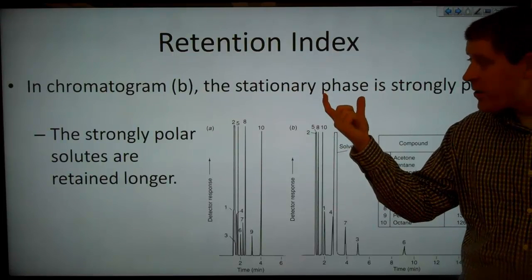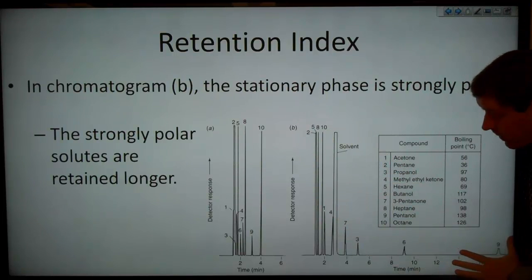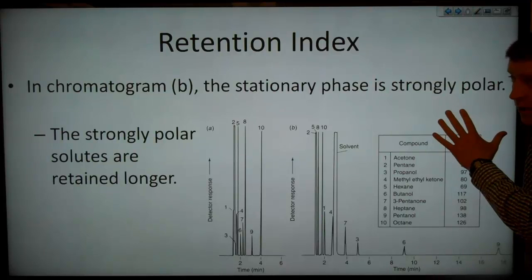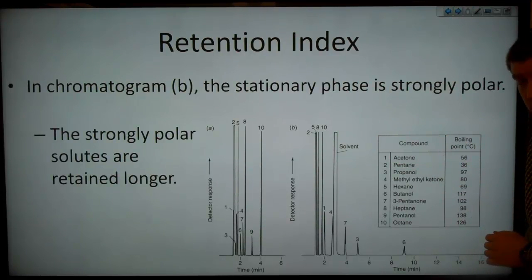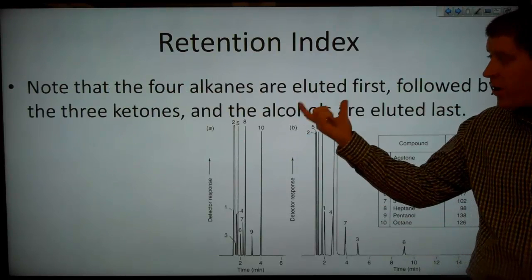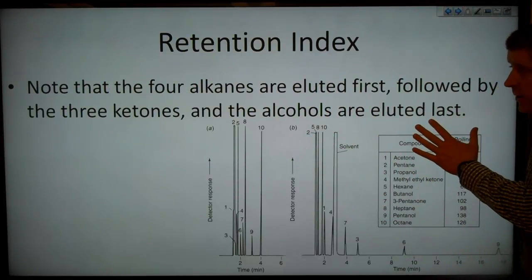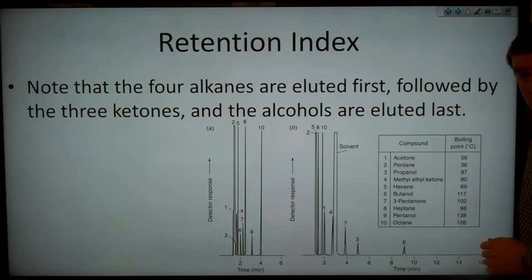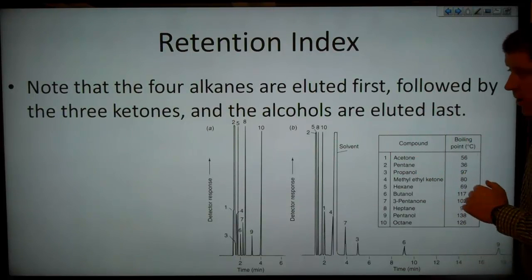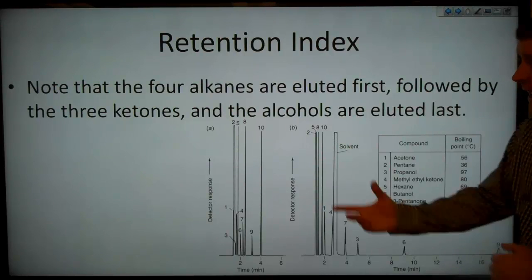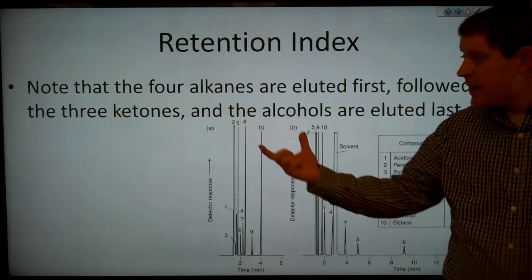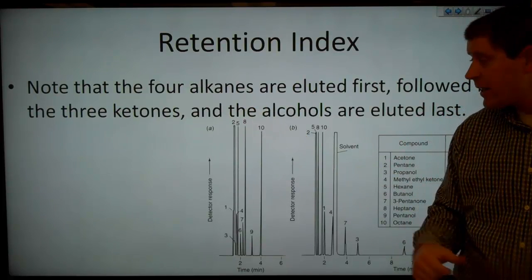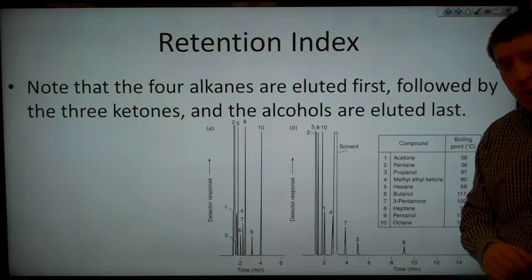On the other hand, in chromatogram B, over here, the stationary phase is strongly polar, and the strongly polar solutes are retained longer. And note that our 4 alkanes are eluted first, followed by the 3 ketones, and then the alcohols are eluted last. That's because the alkanes are the least polar, the most nonpolar, then the ketones are of intermediate polarity, and the alcohols are the most polar.